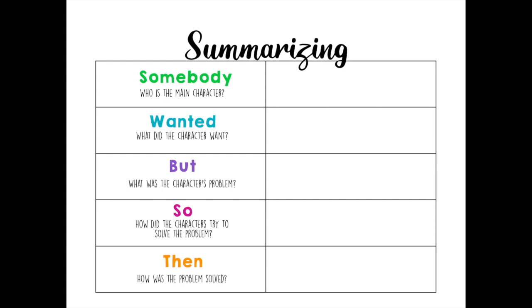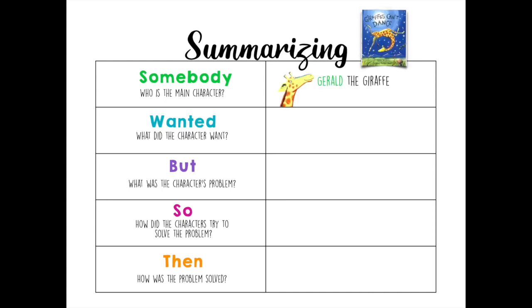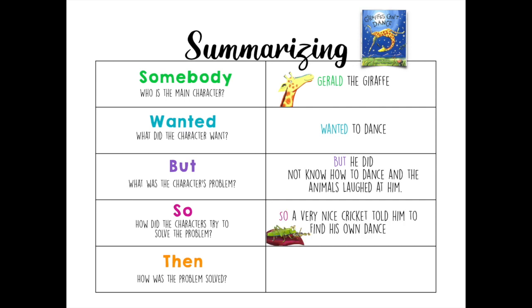Listen to me as I summarize a familiar book, Giraffes Can't Dance. Gerald the giraffe was the main character, and I remember that he really wanted to dance. His problem was he did not know how to dance and animals laughed at him. So then a nice cricket told him to find his own dance, and then finally he danced beautifully and the animals loved it. If I were to read my summary, I would say, Gerald the giraffe wanted to dance, but he did not know how to dance and the animals laughed at him. So a very nice cricket told him to find his own dance. Then he danced beautifully and the animals loved it.